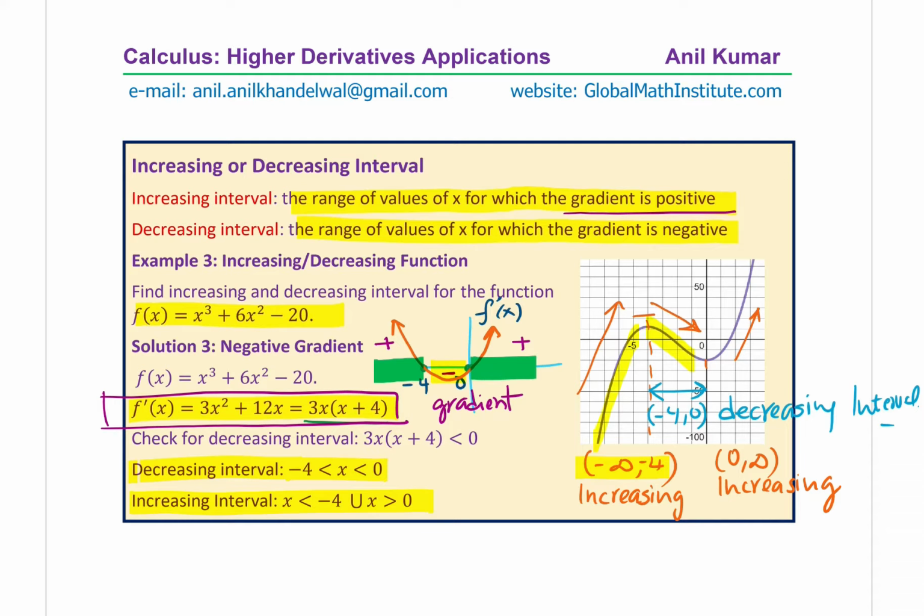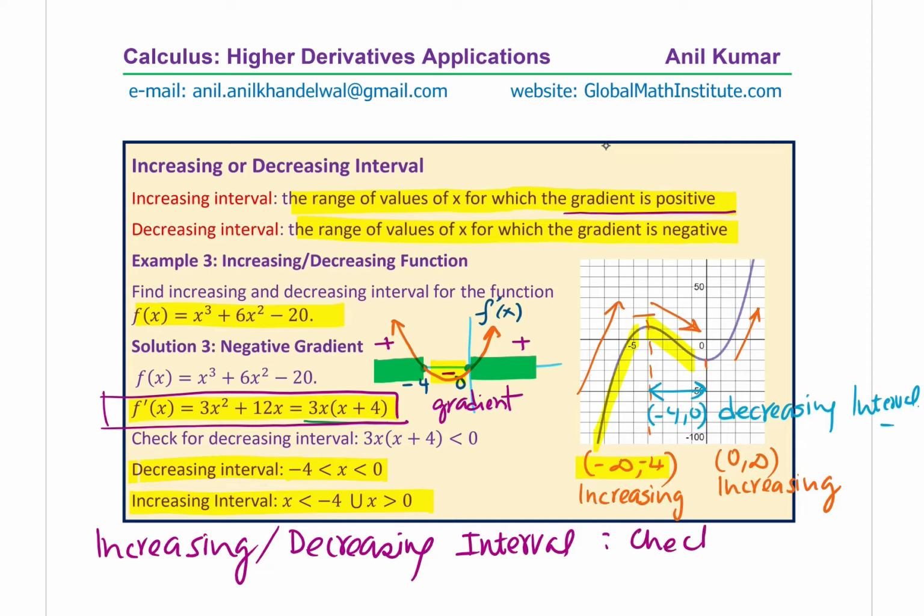Clear? So that is how you can get the increasing and decreasing interval. So what you need to analyze is the gradient. For an increasing or decreasing interval, you need to check the first derivative or the gradient. Is that clear? So if it is positive, then it is increasing. If it is negative, it is decreasing. Is that clear? So that is how you could frame this in your mind.